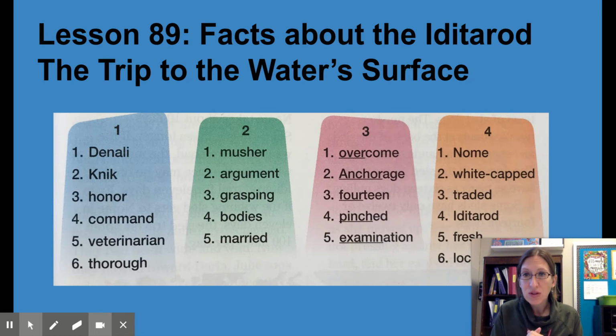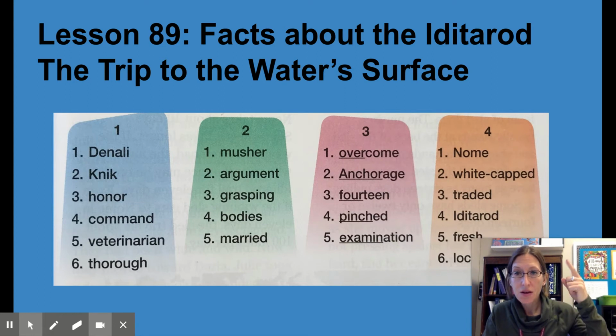All right, let's read those the fast way. Denali, Nick, honor, command, veterinarian, thorough. Nice job. All right, column 2, we're going to do column 2 the fast way.